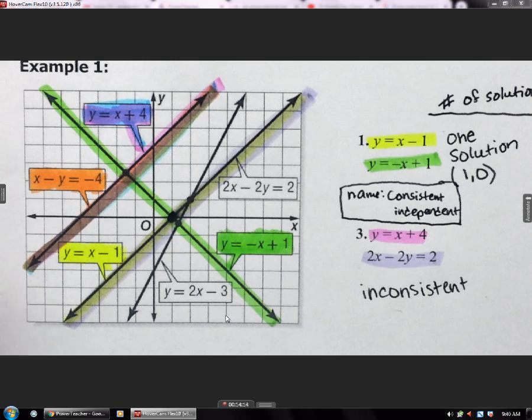How many solutions does it have? Parallel lines. How many times do they cross? Never. So there's no solution.